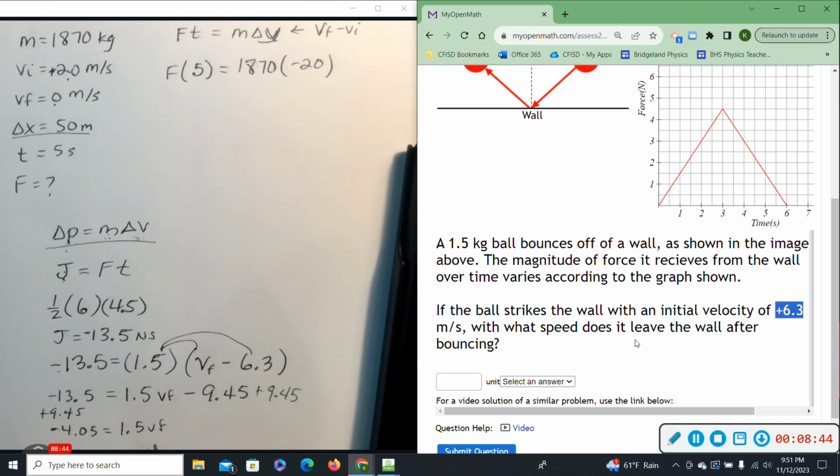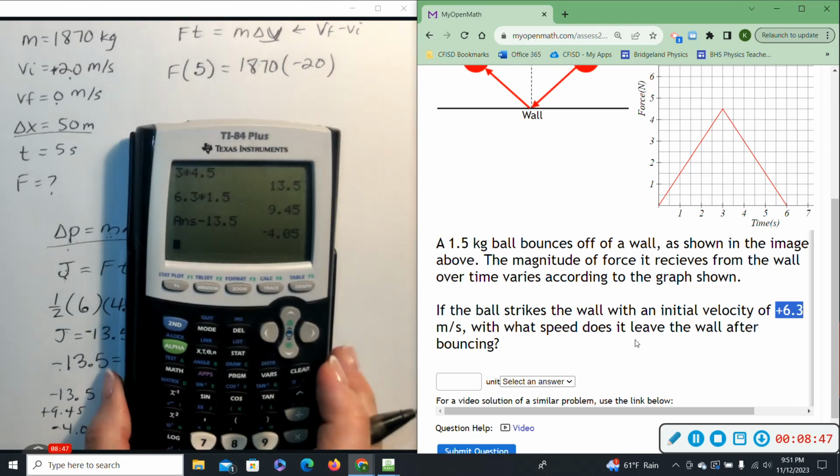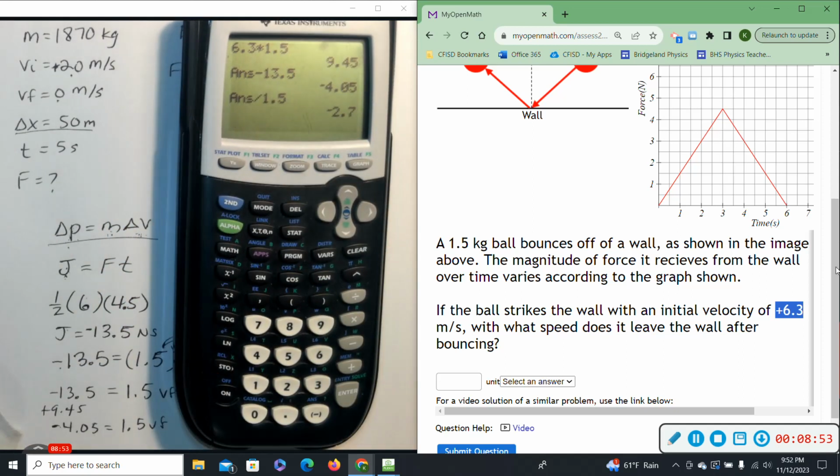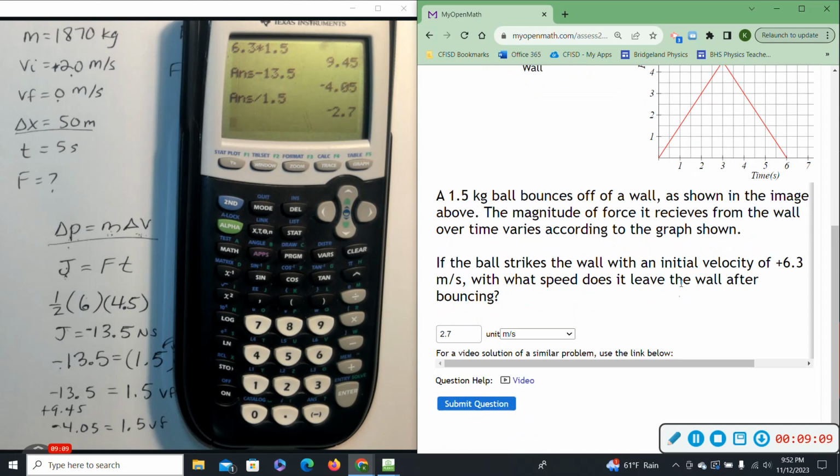So if I want to solve for VF, I need to divide both sides by 1.5, and I get a final velocity of negative 2.7. However, again, the question doesn't want velocity, it wants speed. So when I type in my answer, I'm just typing 2.7. I'm not going to include the direction. My units for that speed are meters per second. By the way, there is a video clip here that can also walk you through the steps of this problem if you want to look at another example.